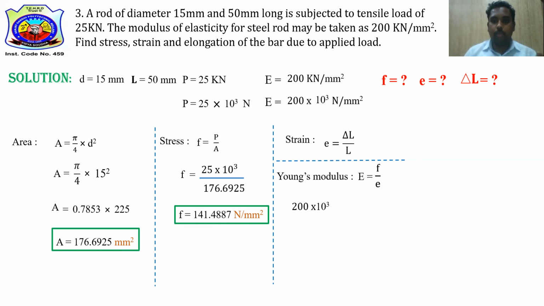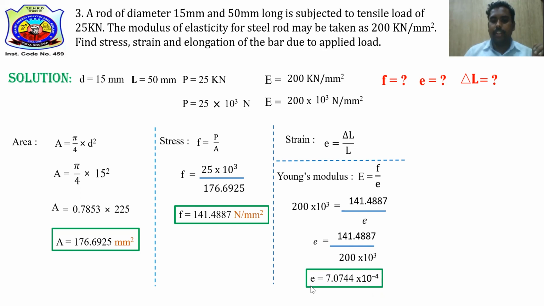The value is 200 into 10 power 3, equal to F, which is 141, divided by e, which is the unknown value. With simple cross multiplication, I get this step. I will move this e to this side and 200 into 10 power 3 to the right-hand side. With the help of a calculator, I get the value of e as 7.074 into 10 power minus 4. This is the value of strain, and one more very important thing is that it doesn't have any units.